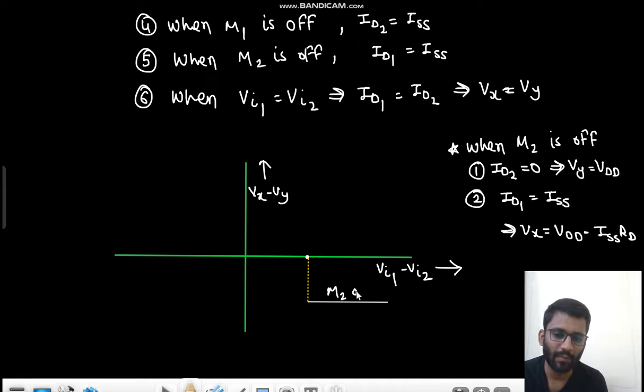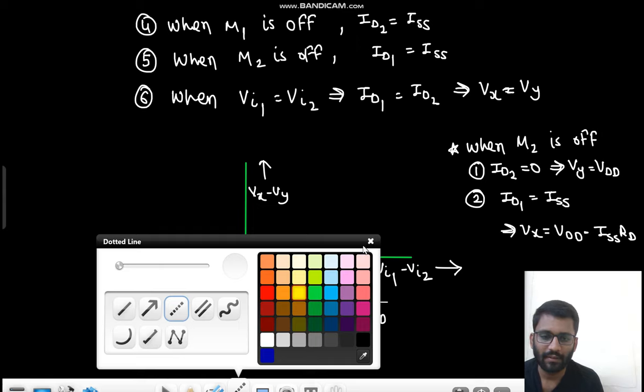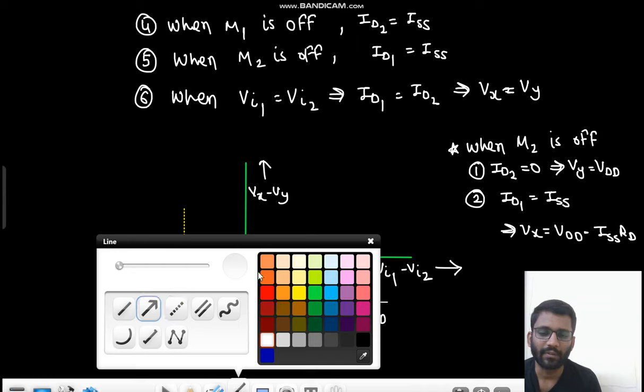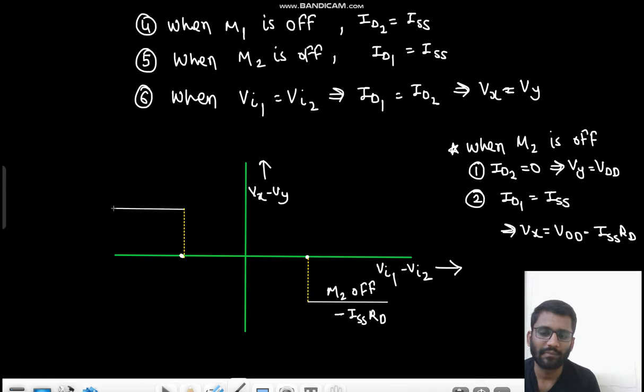Here, if M2 is off, your VX minus VY is ISS into RD. Similarly, at this point we can see that Vin1 minus Vin2 will be negative. That means Vin is very low. If Vin is very low, that means your M1 is off.